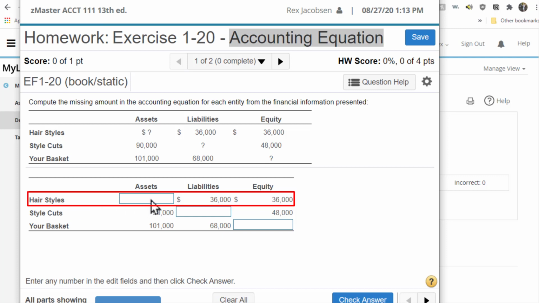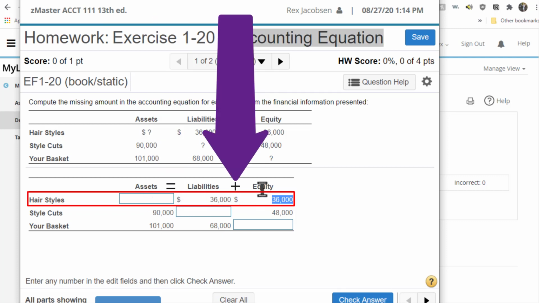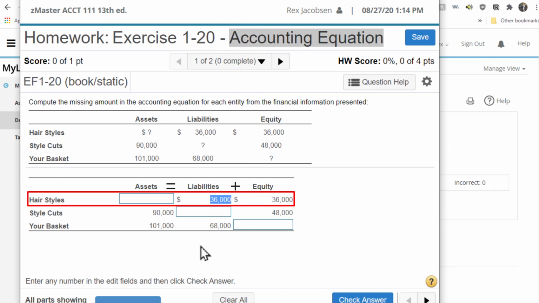We have to figure out how much their assets are if their liabilities are $36,000 and their equity is $36,000. Do you remember the accounting equation? The accounting equation is assets equals liabilities plus equity. So we just need to add up 36,000 plus 36,000, and that gives us our assets. If you can do that in your head, it's easy. It's 72,000. If you're not good at doing things in your head, just go up here to question help and click on the calculator.